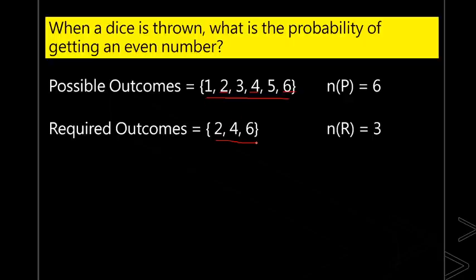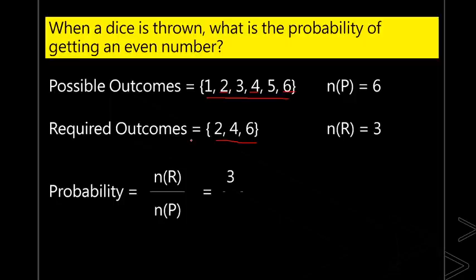Now, to calculate probability, the formula is the number of required outcomes divided by the number of possible outcomes. The lesser value will be the required outcome. So the required outcome divided by the possible outcome. Substitute the values. What is the n(r) value? 3, divided by the n(p) value. The number of possibilities is 6. So 3 by 6 is equal to 1 by 2. The probability of getting an even number is 1 by 2.